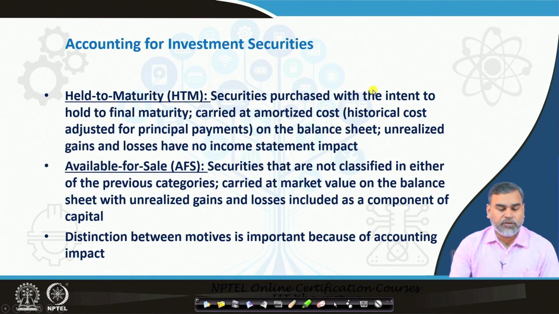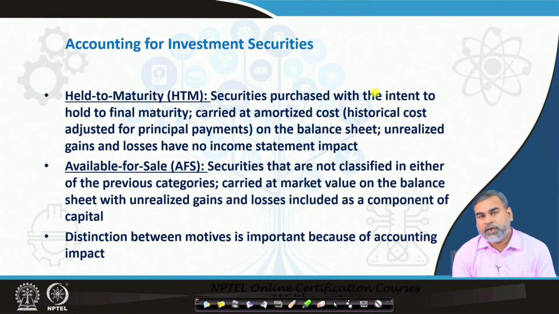But whenever we talk about HTM, which is held to maturity, mostly these are fixed income securities. Here the securities are purchased with the intention to hold to final maturity, carried at amortized cost, which is historical cost adjusted for principal payments on the balance sheet, and unrealized gains and losses have no income statement impact. That means mostly government dated securities and other securities come under this category, which take care of certain aspects of the commercial bank.